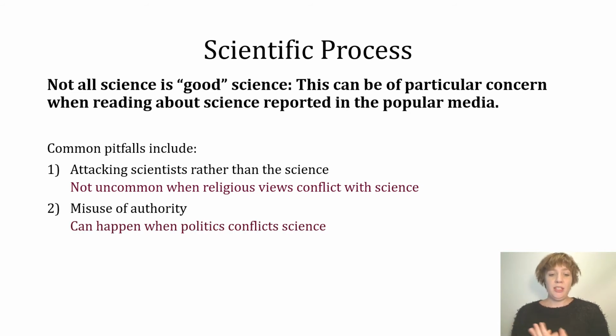Another common pitfall is the misuse of authority. This can happen when politics, again, conflict with science. If something is not politically tenable, then oftentimes people in authority might say things for or against it that aren't necessarily based on the scientific process. This is something we should definitely be looking out for when we watch the news, for example, or when we hear about our officials making any sort of statement about science, either positively or negatively.